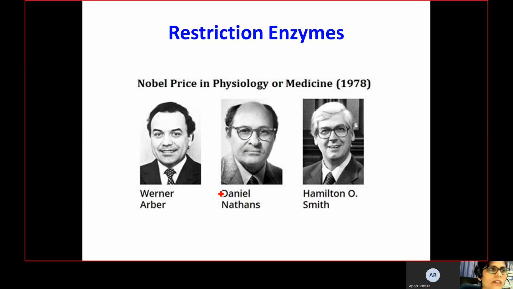So another big discovery happened and took the whole field of editing forward. Basically, it gave a lot of boost to this editing field, and this was the discovery of restriction enzyme by these three gentlemen, namely Werner Arber, Daniel Nathans, and Hamilton Smith. For that, they received the Nobel Prize in physiology or medicine in the year 1979.